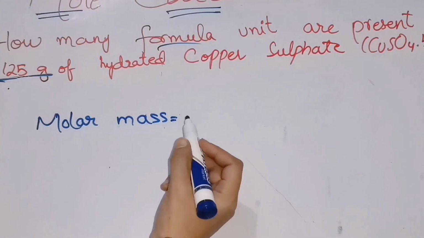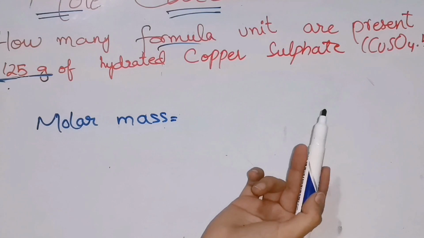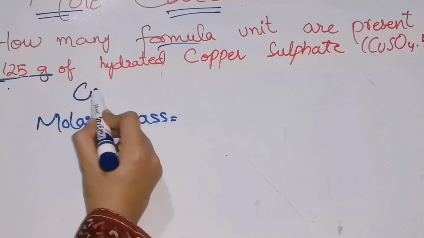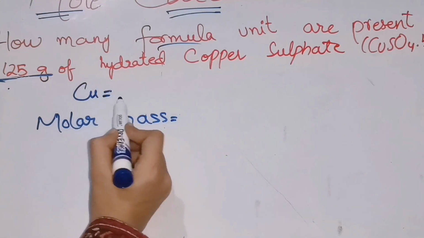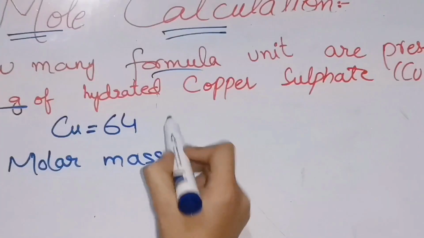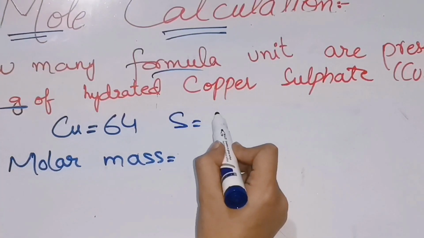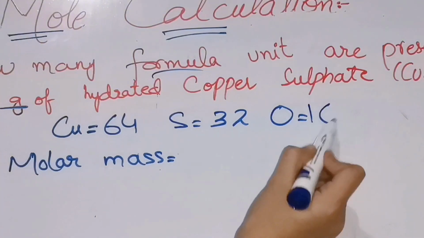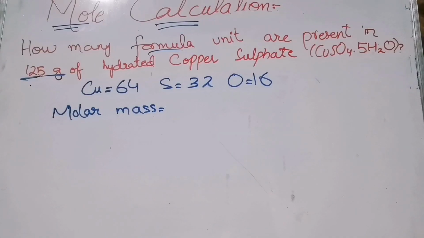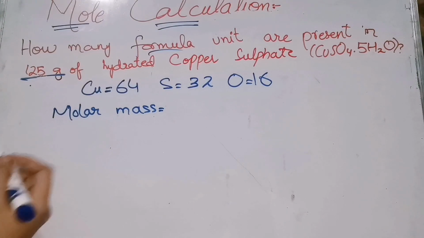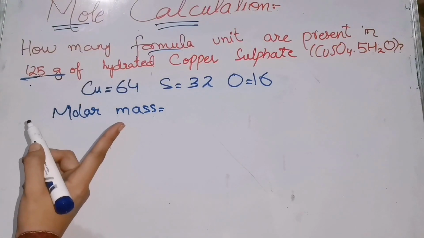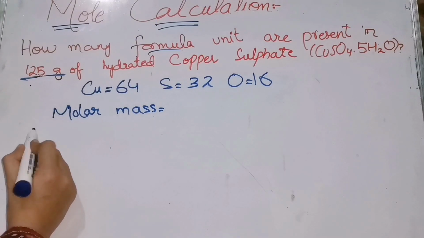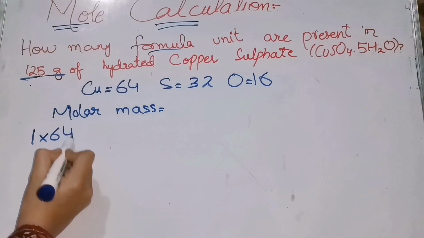Molar mass is equal to, first we will write the atomic masses of all. The atomic mass of copper is 64, the atomic mass of sulfur is equal to 32, the atomic mass of oxygen is equal to 16, and we know the atomic mass of hydrogen, which is equal to 1. So let's calculate the formula mass. We will start with copper. How many copper are present? 1. So 1 multiplied by 64.